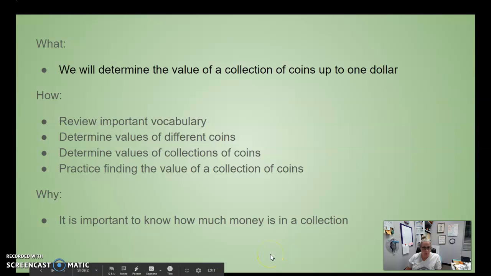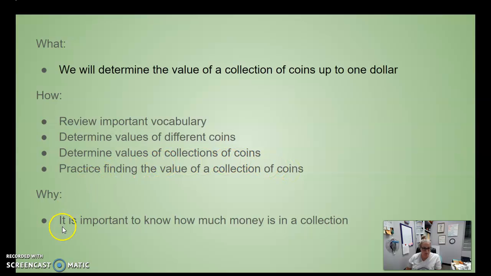Today we are going to determine the value of a collection of coins up to $1. So we get to talk about money. Yay! How are we going to do that? We're going to review important vocabulary. We are going to determine values of different coins. We are going to determine values of a collection of coins. And then you are going to actually practice finding the value of a collection of coins.